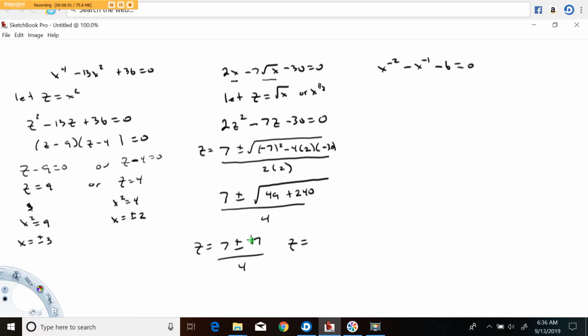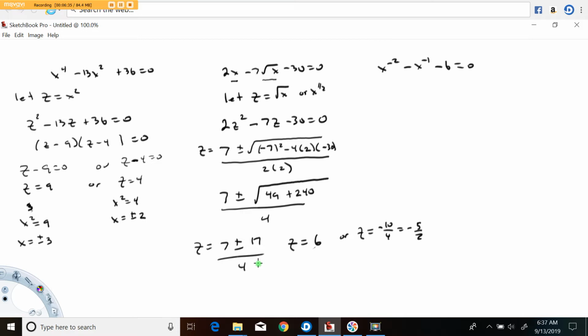One of them is 7 plus 17 over 4. That's going to be 24 over 4, I believe 6. Or z is equal to 7 minus 17. That'd be negative 10 over 4, or negative 5 halves. And let me just double check my math on these things. 7 plus 17, 24 over 4, which is 6, yep. And 7 minus 17 is the negative 10 over 4. I think we're looking good.